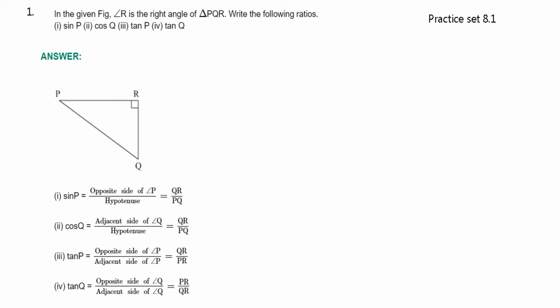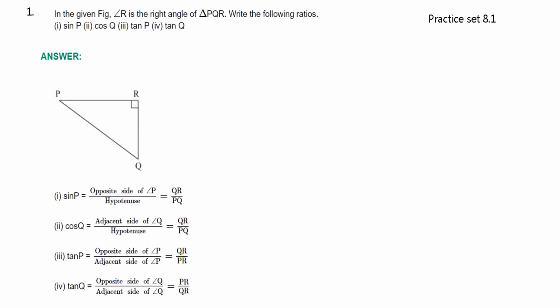Now coming to the next one, tan P. You have to go to the given angle P. The formula of tan theta is opposite side upon adjacent side. So for the given angle P, opposite side of angle P upon adjacent side of angle P. Opposite side of angle P is QR, adjacent side of angle P is PR. So tan P will become QR upon PR.